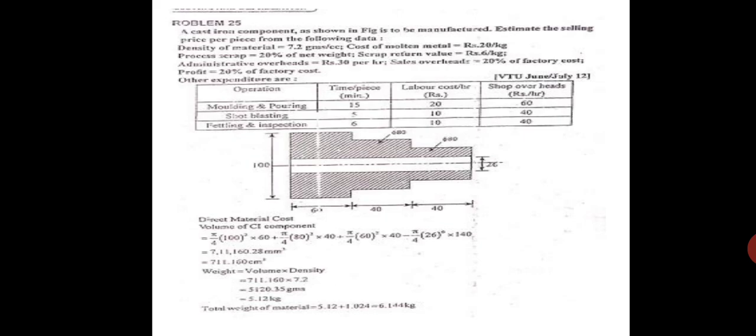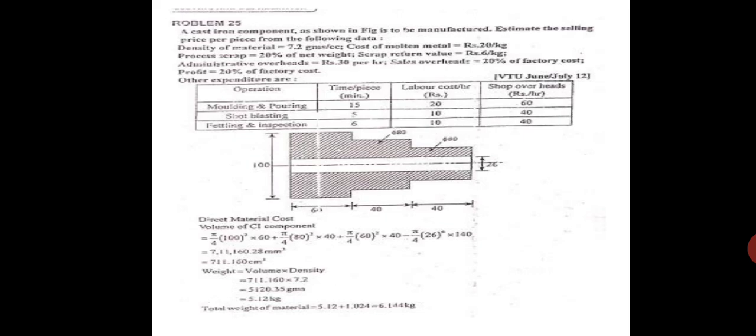So considering this, we will find out the volume. Pi by 4 into 100 square into 60, plus one bracket you close, now next bracket, plus pi by 4 into 80 square into 40, again close the bracket, this is part B, plus pi by 4 into 60 square into 40, this is part C, bracket close. Now you have to remove the hollow cavity. So minus pi by 4 into 26 square into 140 mm.